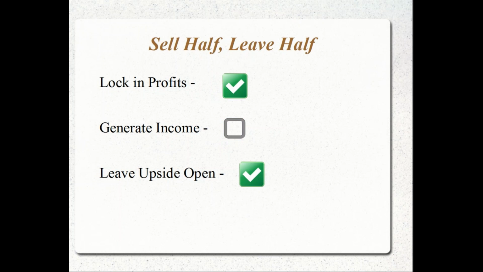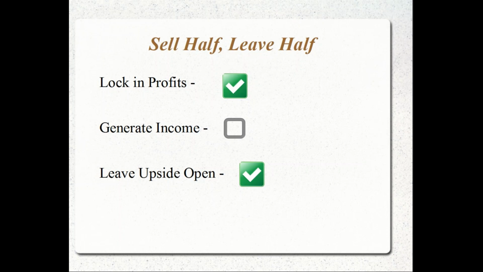Well, selling half and leaving half. Did you lock in the profits? You took some money off the table, drastically reduced your cost basis down to 51.10. So unless the stock dropped below 50, we could easily say that we locked in profits. Did you generate income? Well, I left this as sort of an open box here.